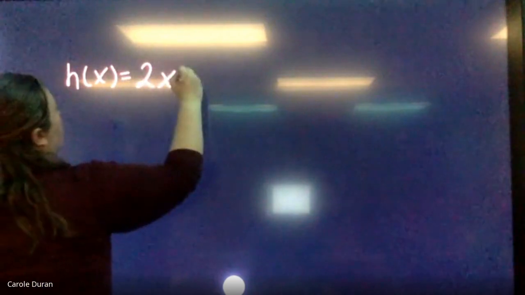This time, I have the function h of x, and it is equal to 2x plus 5. And I would like to find the inverse. I can't find the inverse until there's an x and there's a y. So what's the first thing I need to do here? Replace the h of x with y because they mean the same thing.